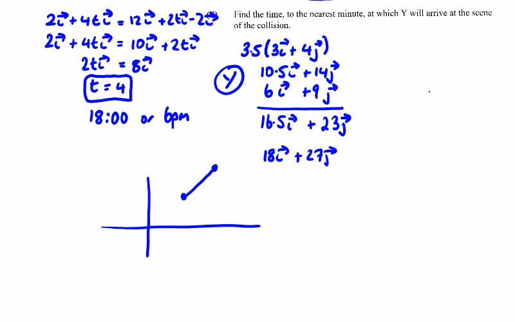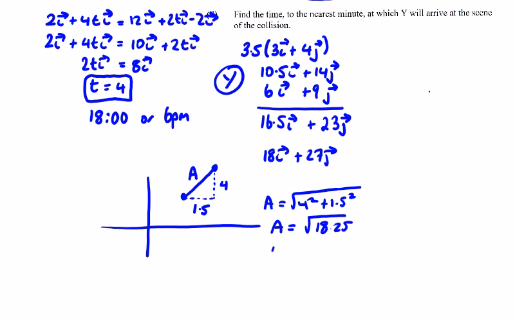It's just a sketch. We can use Pythagoras here to find the distance between them. So the change in x will be this one, 16.5 to 18 is 1.5. 23 to 27 will be 4. So this distance we'll call a. A is equal to the square root of 4 squared plus 1.5 squared. That's 16 and 2.25. A is equal to the square root of 18.25, which is going to be 4.272, and that's the distance.